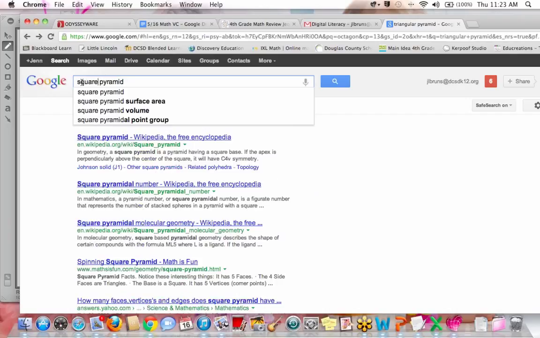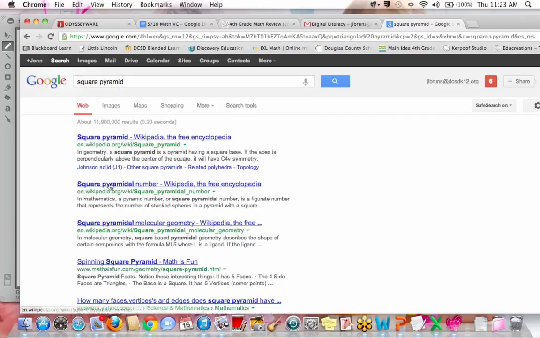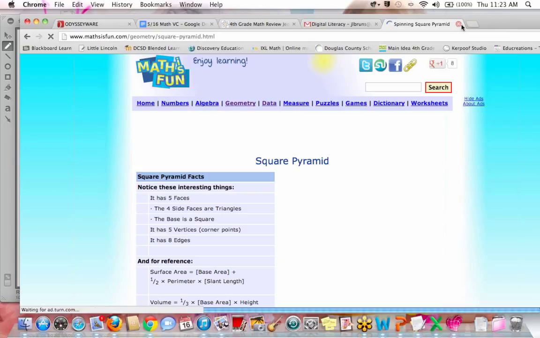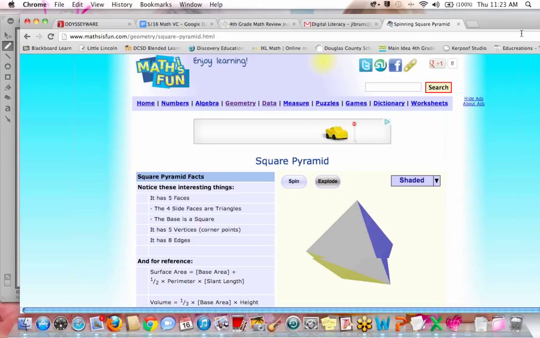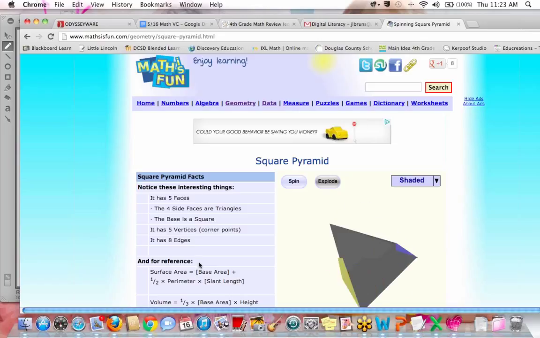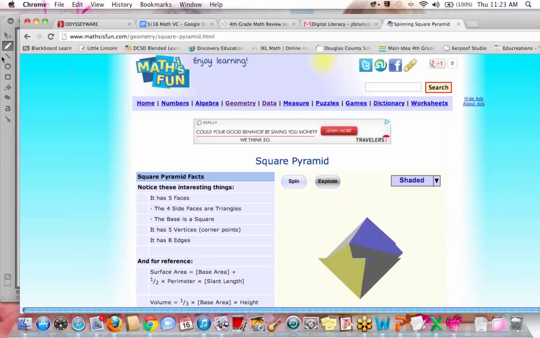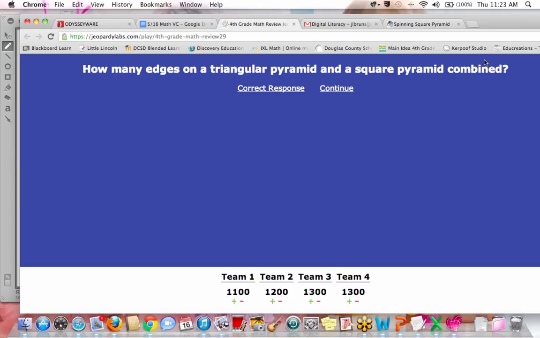Okay. Ooh, here's another spinning one. That'll be fun. This has 5 faces. Okay, so you can kind of see it spinning around there. And 4 of them are triangles, and then the base is a square. So that makes more sense. Okay. All right, so the question was asking us how many combined.